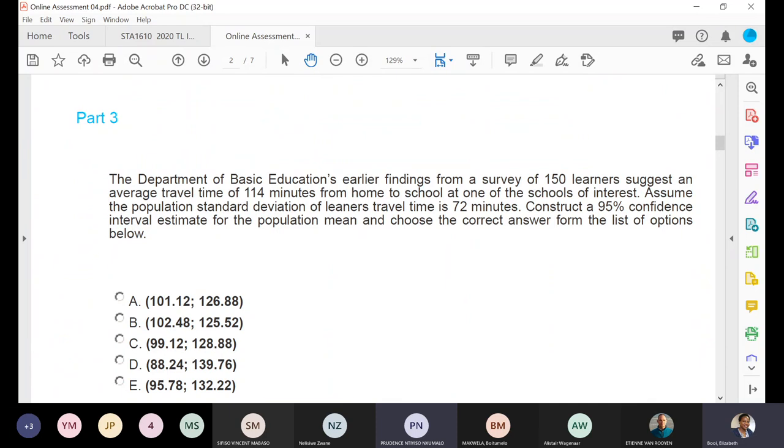The Department of Basic Education finding from a survey of 150 learners suggests an average travel time of 114 minutes from home to school. Assume the population standard deviation of learners' travel time is 72. Construct a 95% confidence interval estimate of the population mean. So we are told what n is.